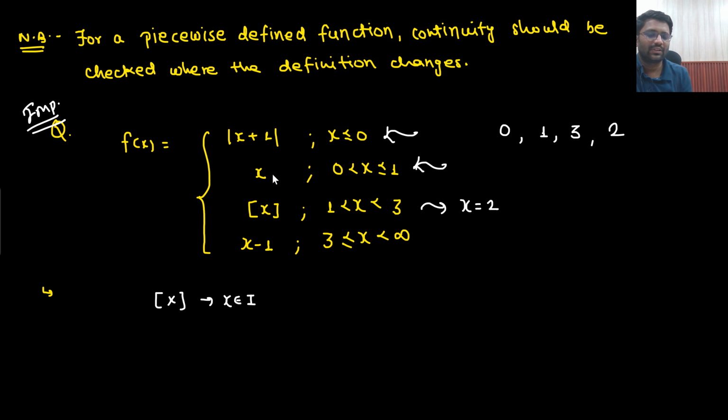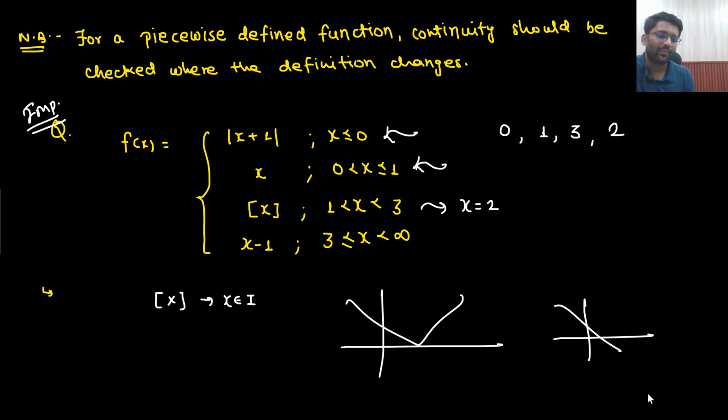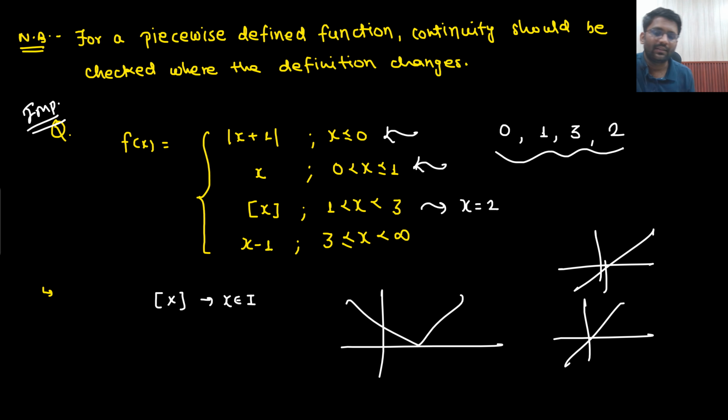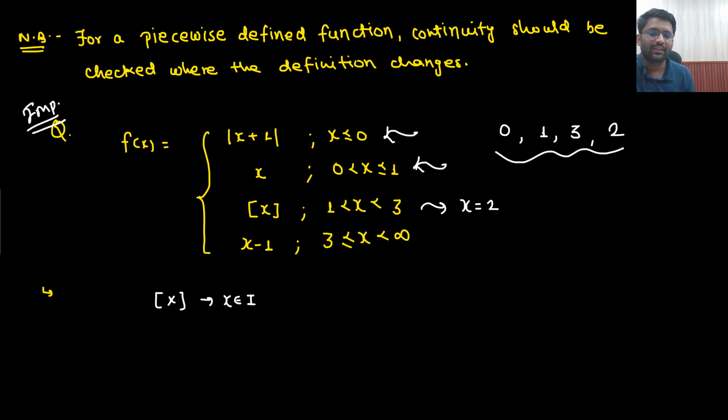The rest all say that I am always continuous, this is always continuous, this is always continuous. You draw the graph of mod of x plus 1, this is the graph. You draw the graph of y equals x, this is the graph. You draw the graph of x minus 1, this is the graph. The greatest integer guy always creates problems. All the others are always continuous, they don't create any problem. But he says that I will create the problem when x equals 2. So these are the points of consideration.